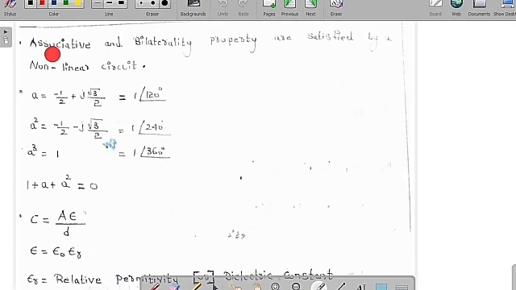Associative and bilaterality properties are satisfied by a non-linear network. I have already told you, for a non-linear network the superposition principle is not satisfied, but the associative and bilaterality properties are satisfied.